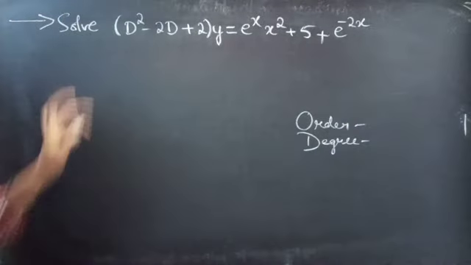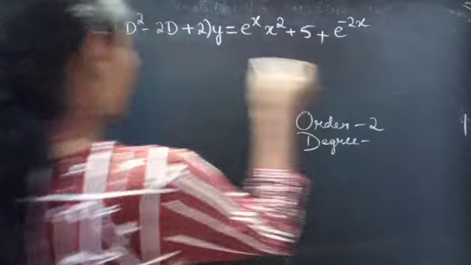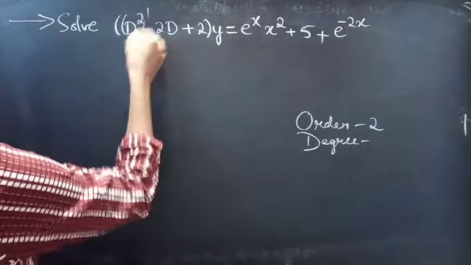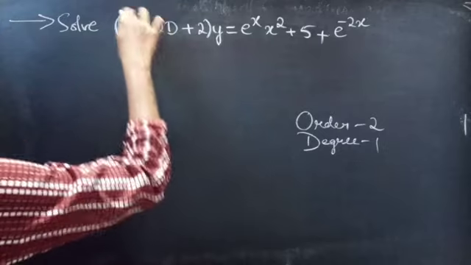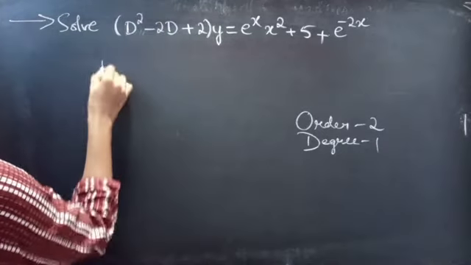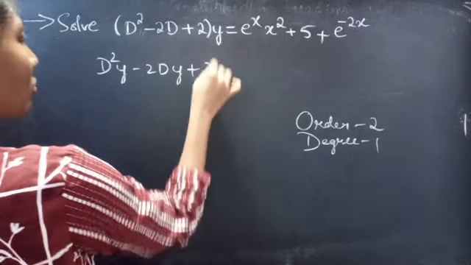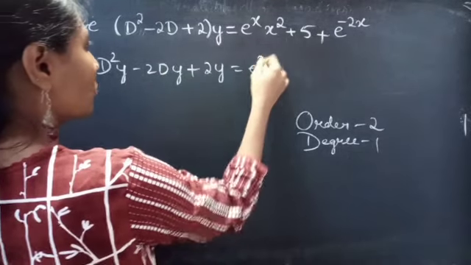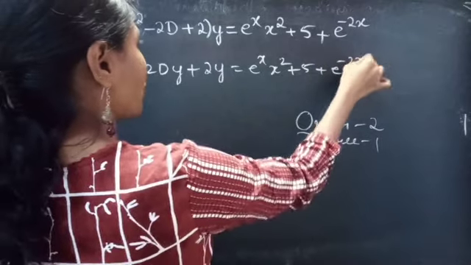Identify the highest derivative here. D² is the highest derivative, so order will be 2. And the highest power of the highest derivative is the degree. Degree is 1. Or just write the given differential equation as D²y − 2Dy + 2y = e^x (x² + 5) + e^(−2x).